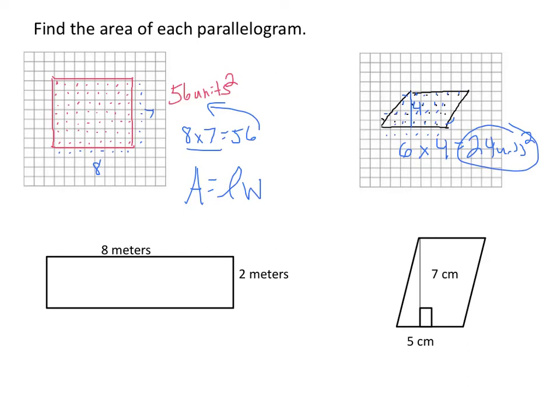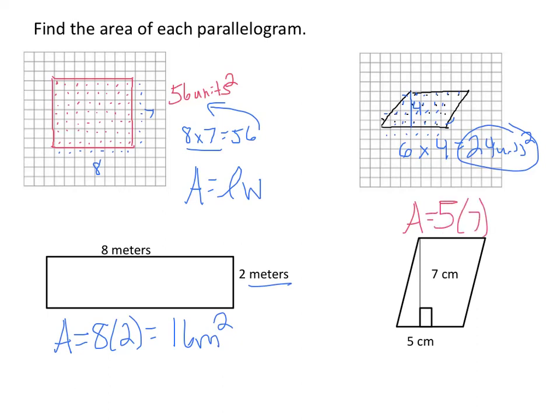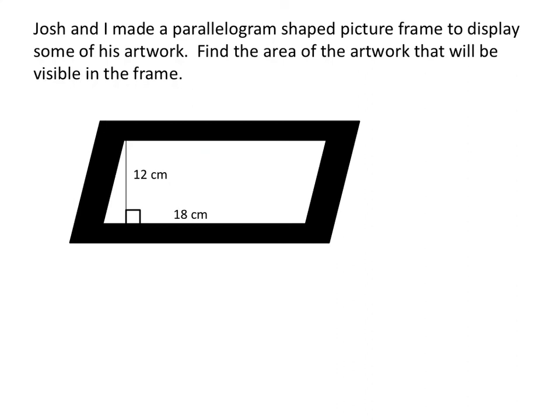So if we go down here to this rectangle, we can actually shortcut its area by taking its length, which is 8, times its width, which is 2, and we get 16, in this case meters squared. So you go ahead and pause the video and try this last one on your own. Hopefully you see that the area is equal to 5 times 7, which would be 35, and in this case centimeters squared. Now I want you to pause the video and try this last problem on your own. See what you come up with and then check your answer.